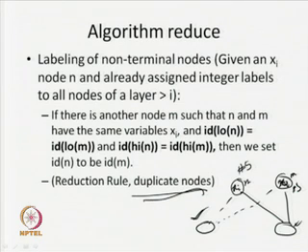Basically, these two are duplicates because they have the same sub-BDD below them. They are going to evaluate the same sub-function, so we can merge them together. So, this is nothing but the removal of these duplicate nodes.